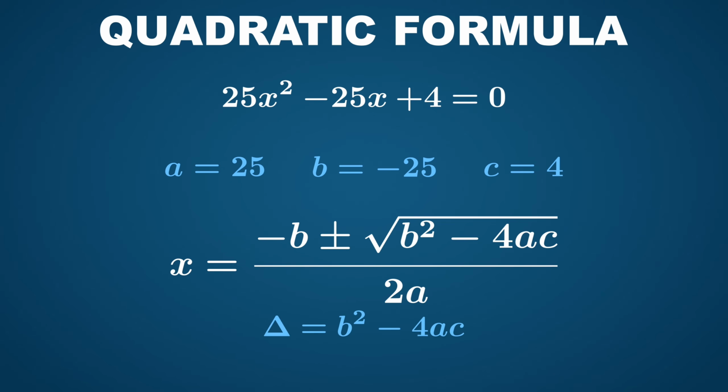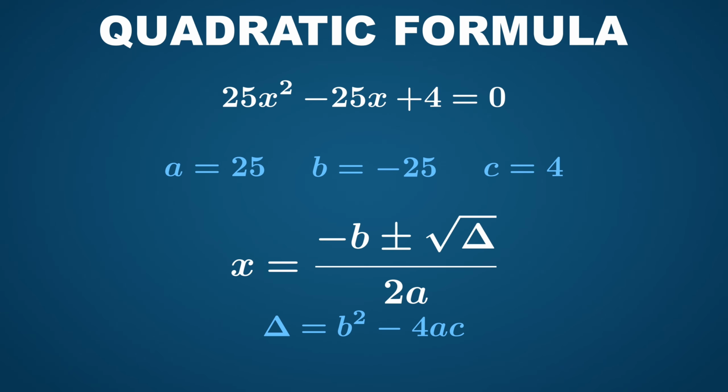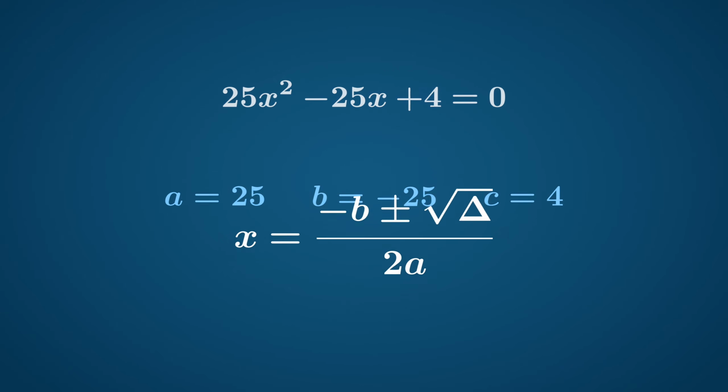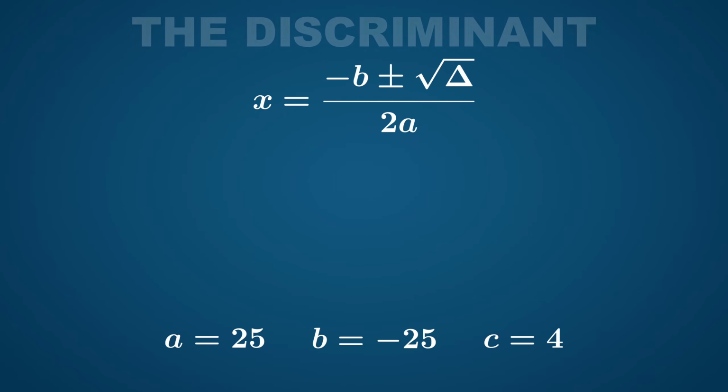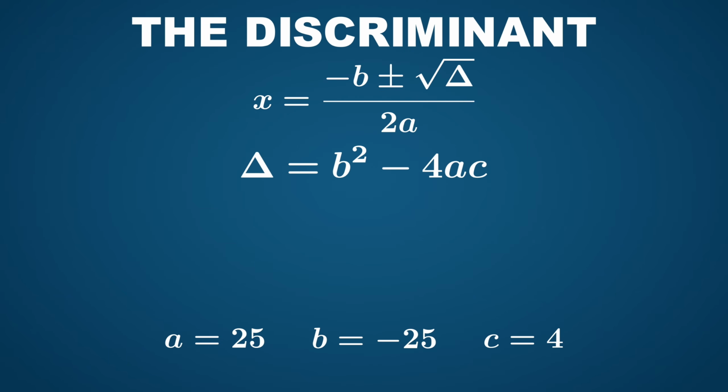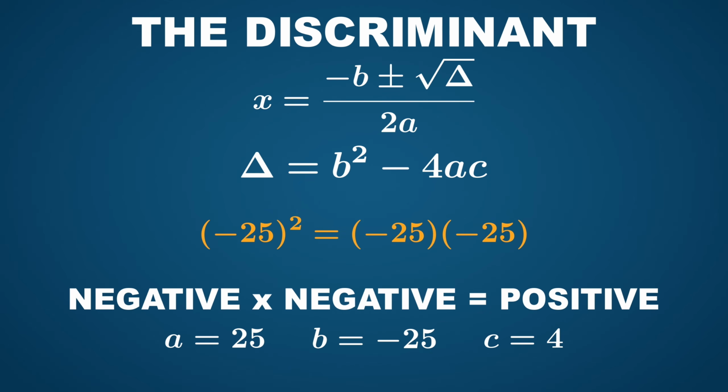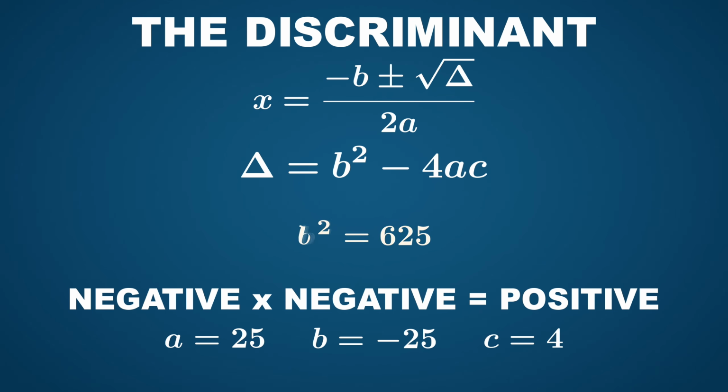Inside the formula sits a value called the discriminant. It is the number that lives under the square root sign. So we compute the discriminant before anything else. First, we square the middle coefficient of our quadratic. Negative 25 squared means negative 25 times itself. A negative times a negative gives a positive result. 25 times 25 is 625. So the squared middle coefficient is 625.